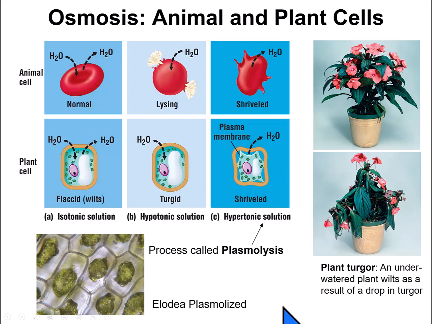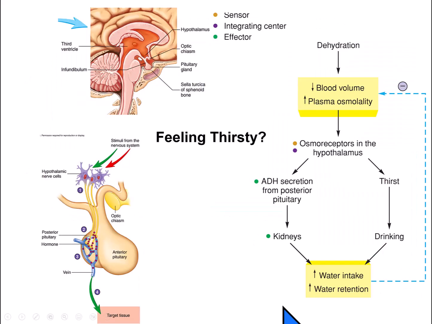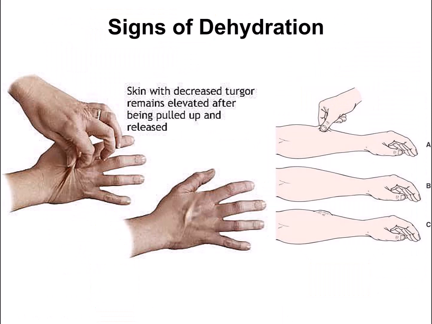And we can also use this clinically for humans. Signs of dehydration is if you pinch the skin and the skin stays up longer than normal, that is a sign of dehydration. Skin with decreased turgor remains elevated after being pulled up and released. This is one thing you can do with your patients just to make sure that they're not dehydrated.